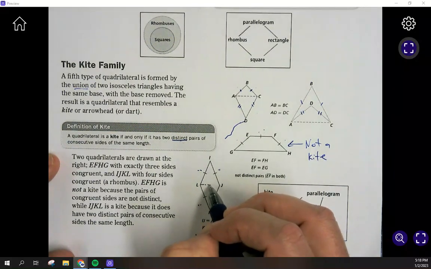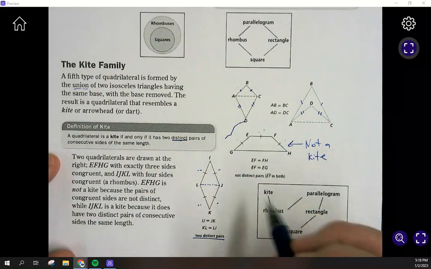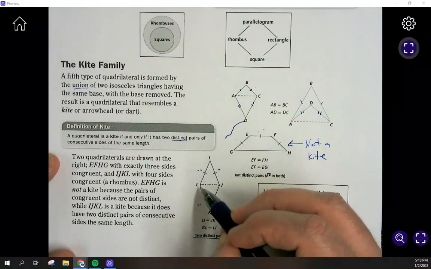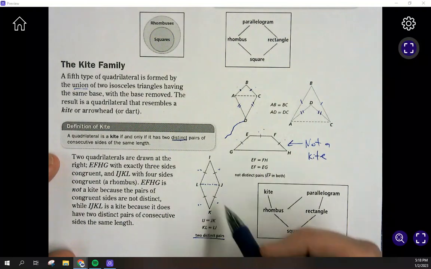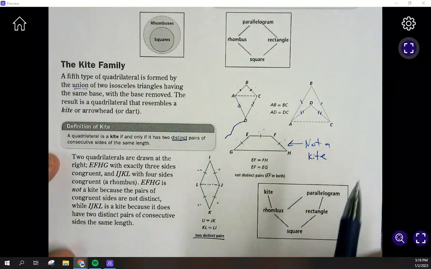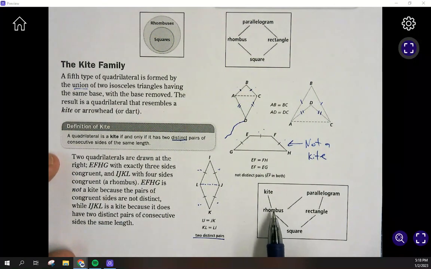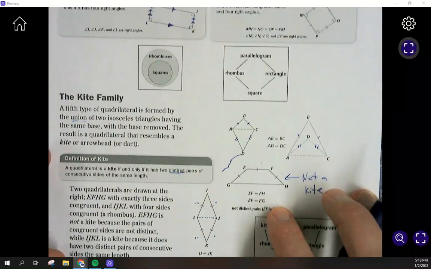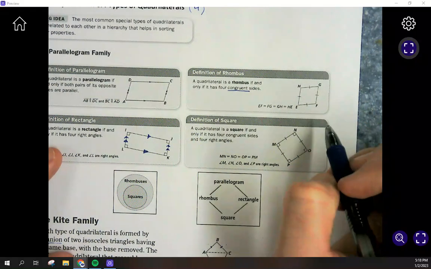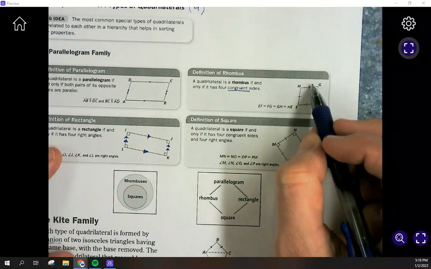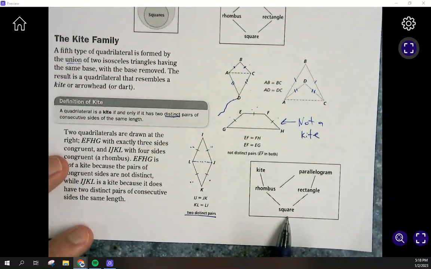Think about it as the original definition we talked about up there. It's an isosceles triangle combined with another isosceles triangle with the base removed. Okay, so what I've also shown you now is that a rhombus can be a kite, or actually it is a kite. A rhombus is a kite. Every rhombus we look at, if we slide back up here, has two distinct pairs of consecutive sides that are congruent to each other. So a rhombus is a kite, which means a square is a kite as well.